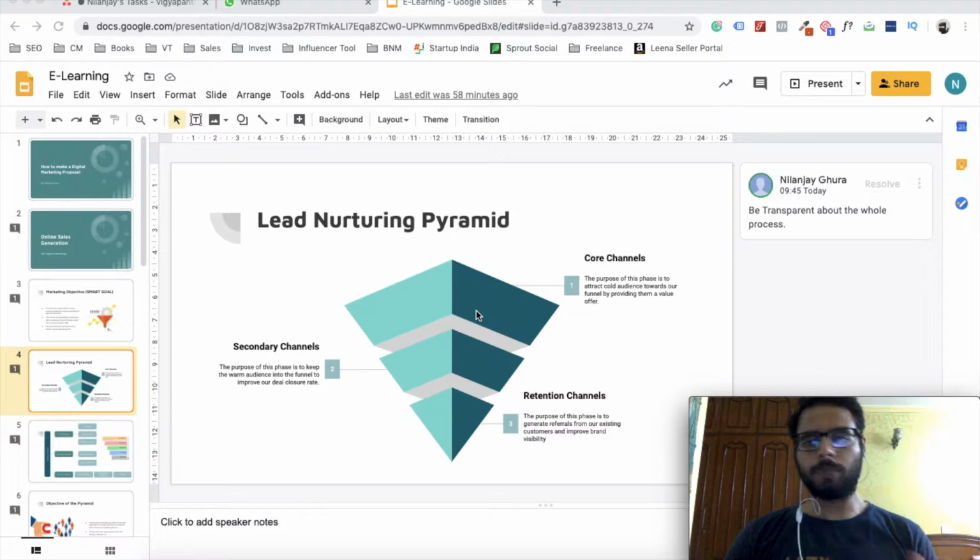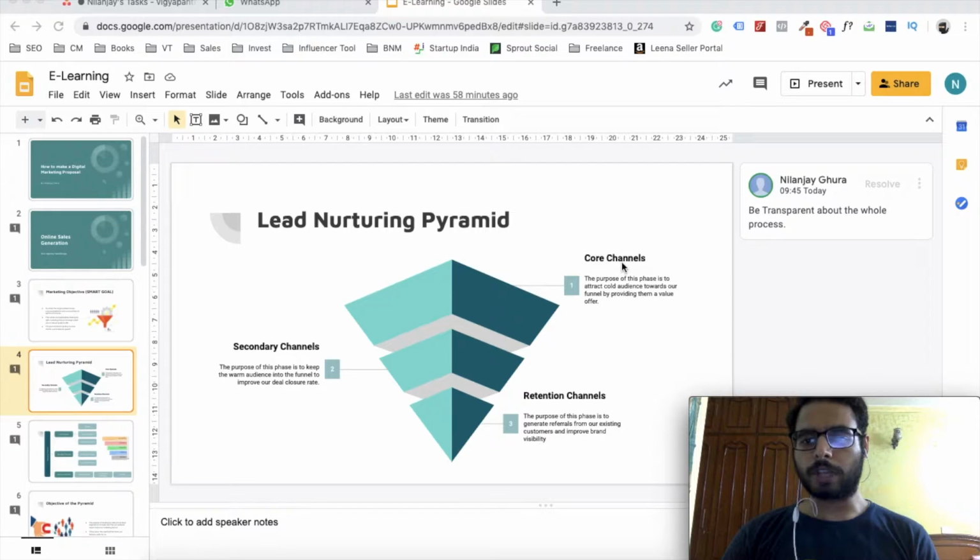this lead nurturing pyramid. The reason why I have called this lead nurturing pyramid is because we want to generate online sales. We want to generate online leads, basically people who want to take our courses, right? So I have divided this pyramid into three things. Now these are again nothing new. These are very familiar marketing terms: the core channels, the secondary channels, and the retention channels.